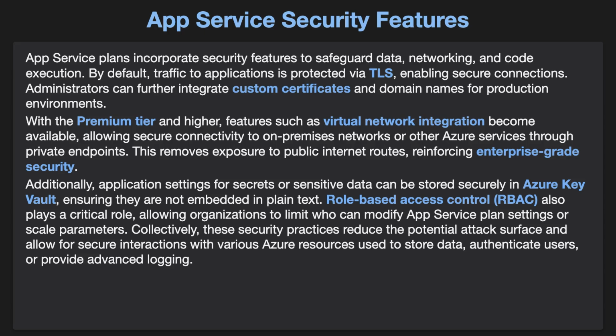Additionally, application settings for secrets or sensitive data can be stored securely in Azure Key Vault, ensuring they are not embedded in plain text. Role-based access control, RBAC, also plays a critical role, allowing organizations to limit who can modify app service plan settings or scale parameters. Collectively, these security practices reduce the potential attack surface. They also allow for secure interactions with various Azure resources used to store data, authenticate users, or provide advanced logging.